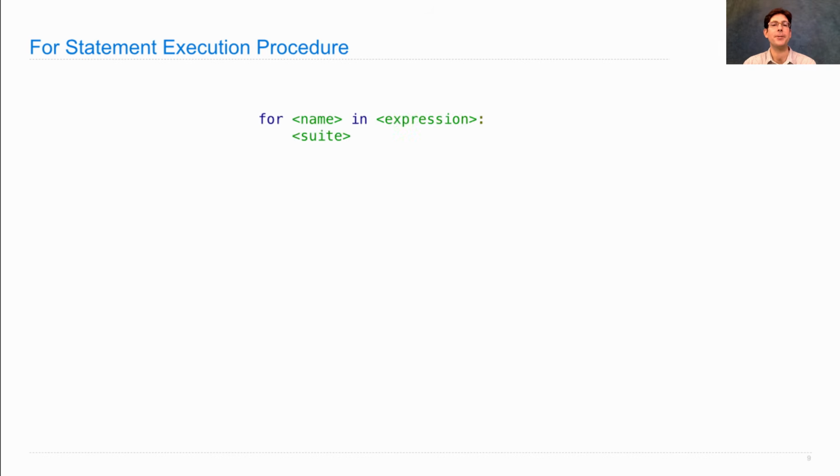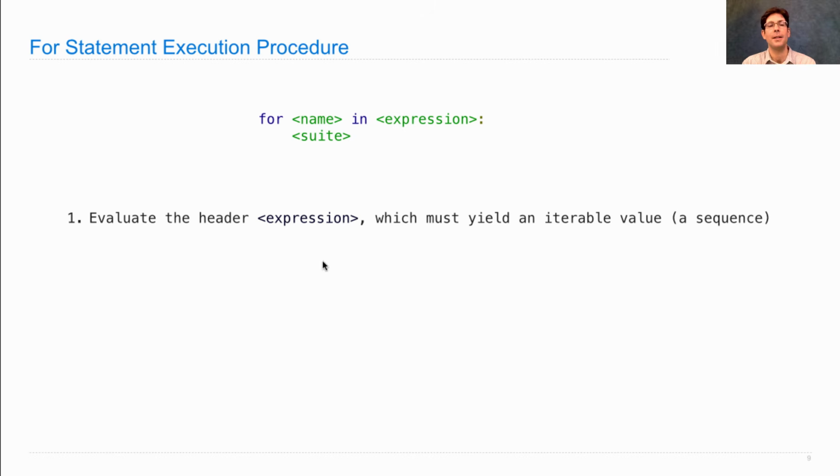So here's the execution procedure spelled out. The syntax of the statement looks like this. You need a name, you need an expression, and you need a suite. The first thing that happens is you evaluate the header expression, which must yield an iterable value. Now I said we're doing iteration, and iterable values are related to that. But this is a term that I won't define precisely for several weeks. But for now, just think, this expression needs to evaluate to a sequence. Later on, we'll see that there are other things that we can put in there besides sequences and iterate over those as well. But for now, just think, I need an expression that gives me a sequence.